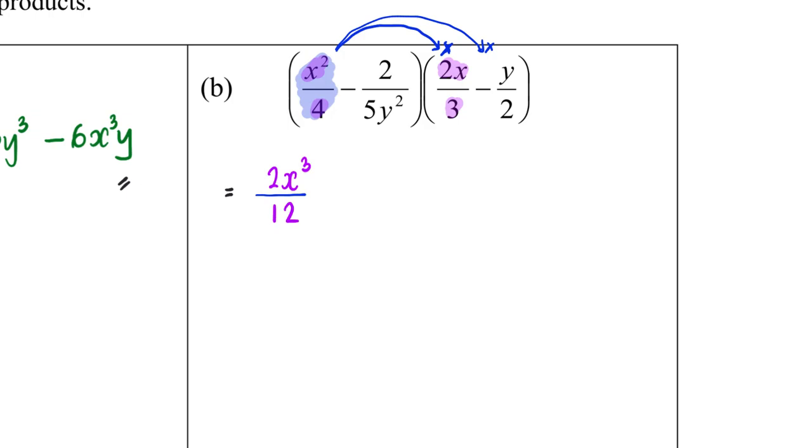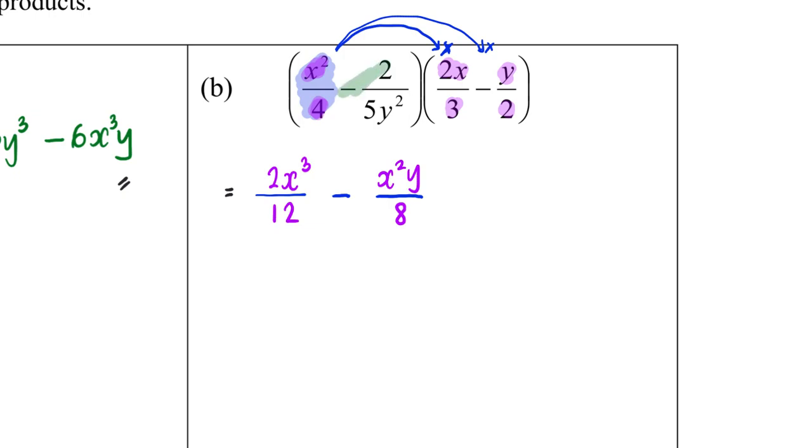Continue. And you will see that this will be x squared multiplied by negative, positive multiplied by negative. You will see me writing the fraction as negative. The numerator will be x squared y over 4 times 2, which will be 8.